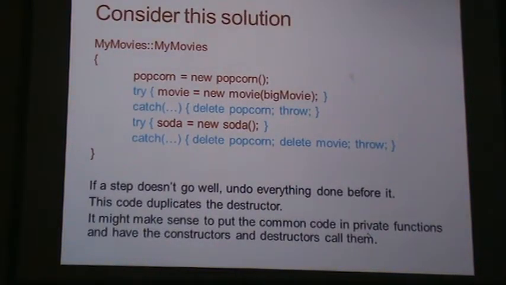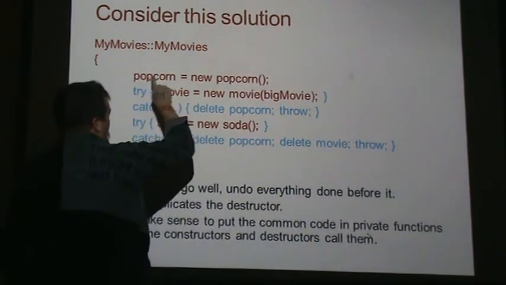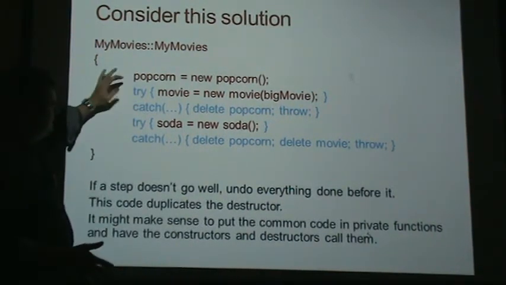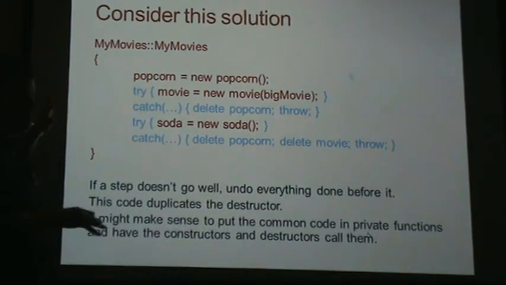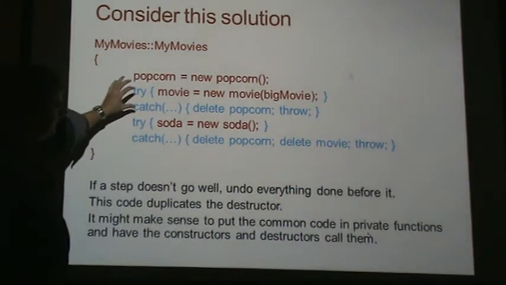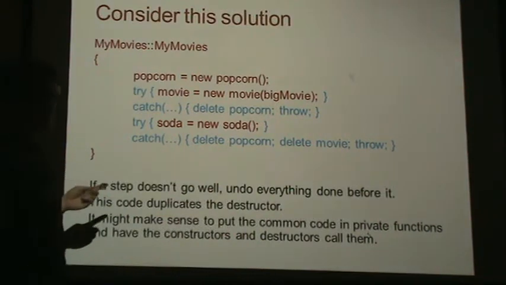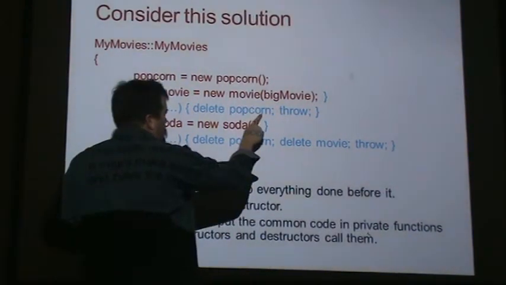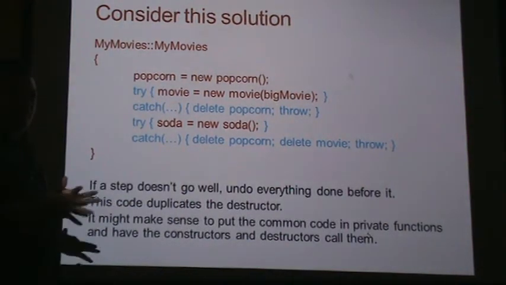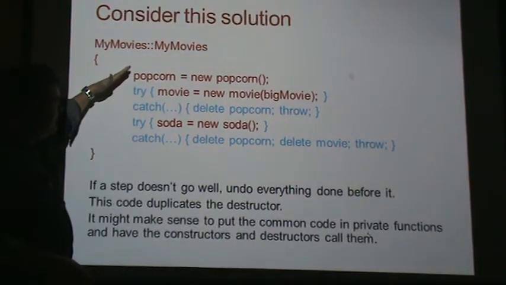So we could start doing something like this. We could say, let's try to create the popcorn, and if that goes poorly, well then nothing really got constructed. If we hit an exception here and bail out, there's really nothing to clean up. But if we construct one component, then we could say, all right, let's try to construct the second one. And if the second one goes badly, let's delete the first one and then rethrow the exception at the operating system.